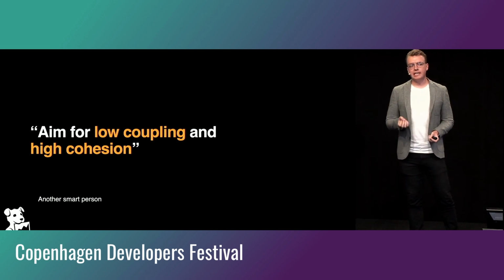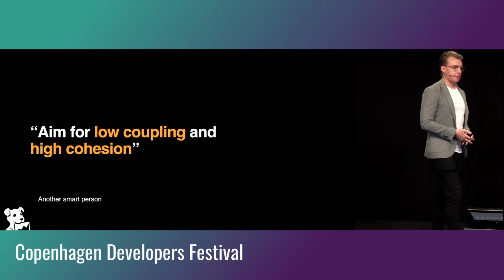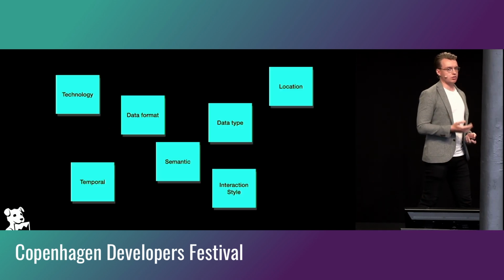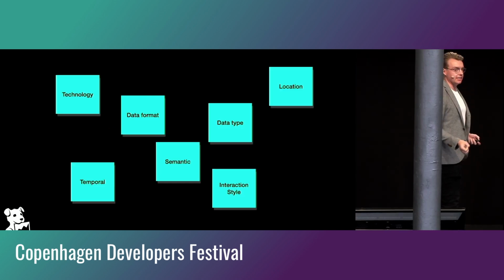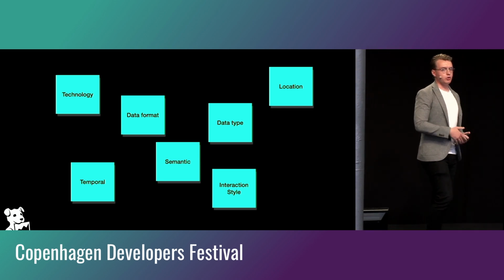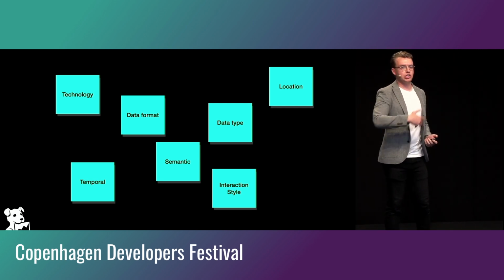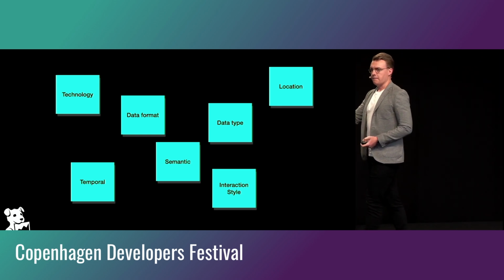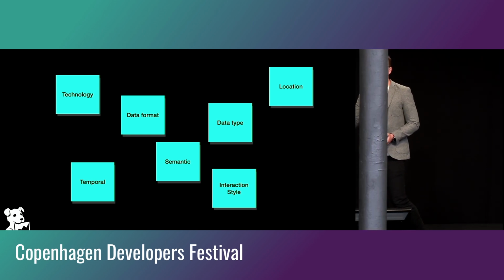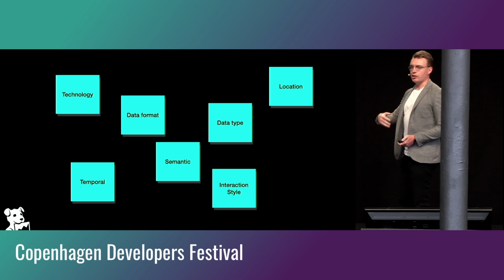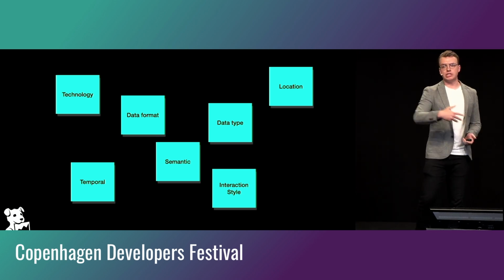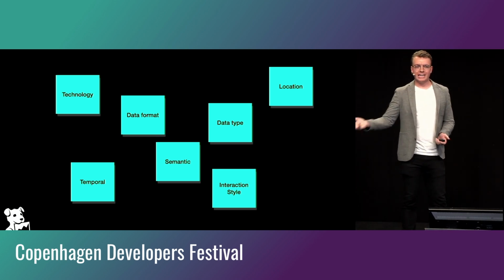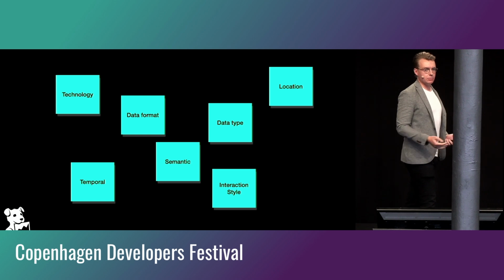But coupling is a slightly more tricky one. Coupling is tricky because there's lots of different types of coupling that you might see. You've got technology coupling. Are you using Java, C++, REST, gRPC, GraphQL? You've got data format, semantic coupling. How do you handle null values? Are you using binary, JSON, protobuf? What kind of casing are you using for your property names?